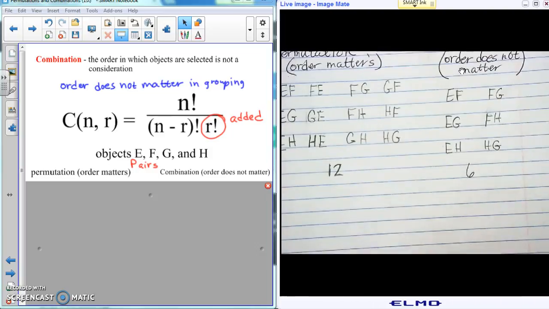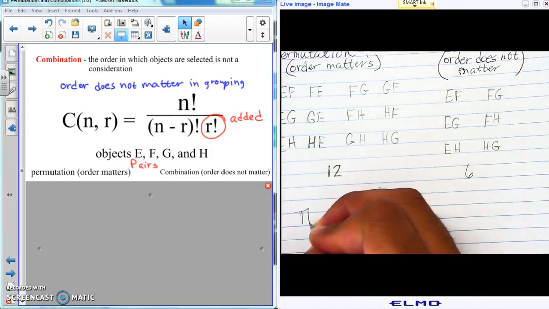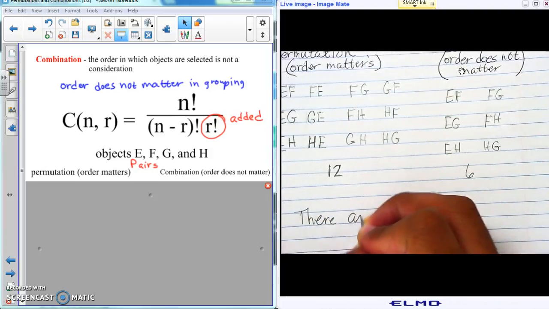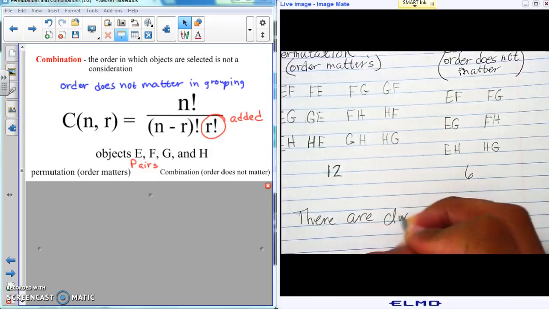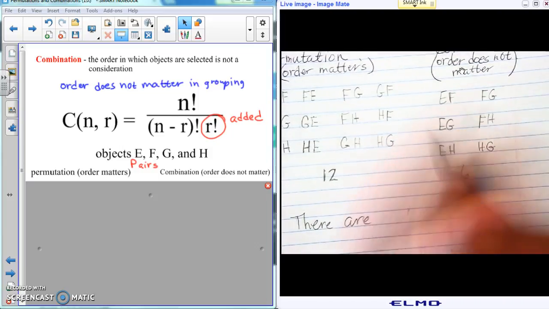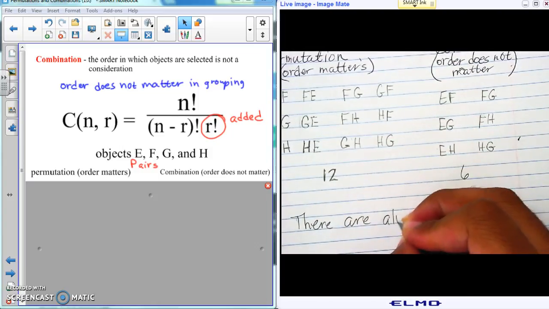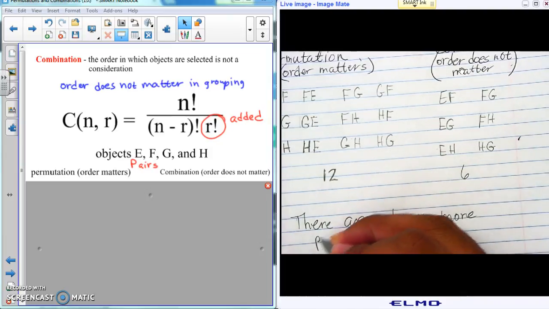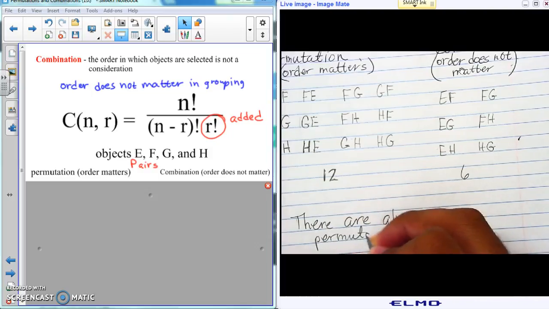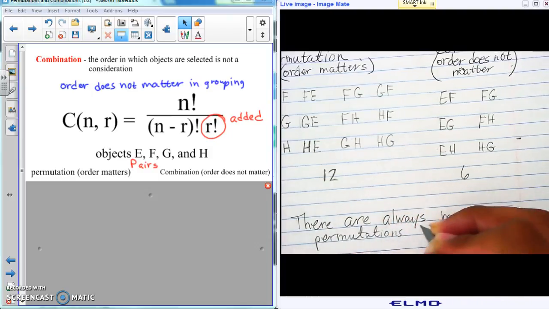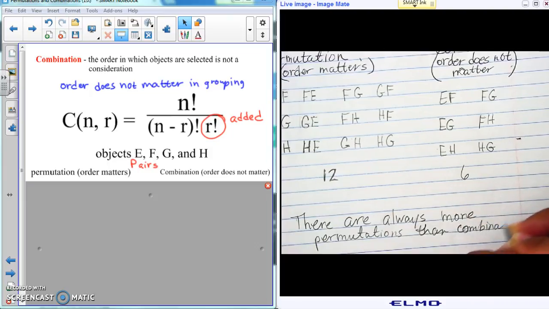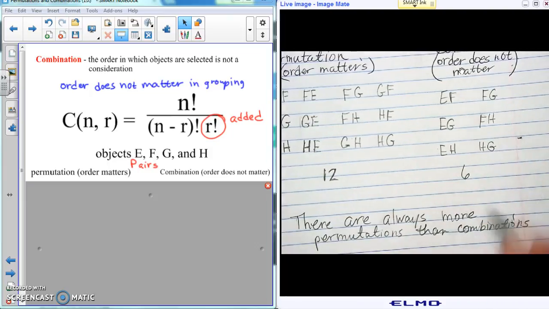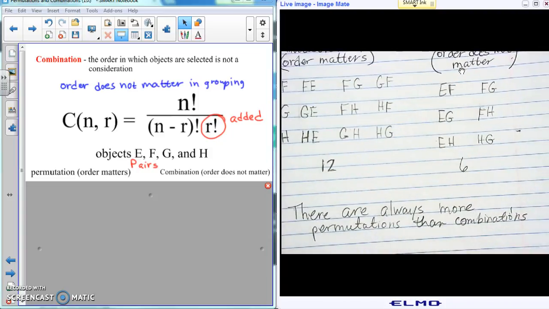So again, there are always more permutations than combinations. Always. All right, and then let's go to our last example.